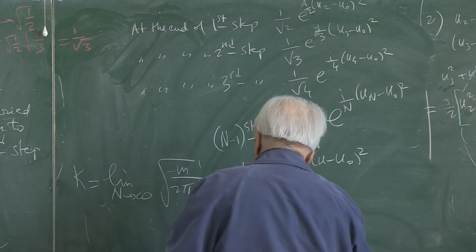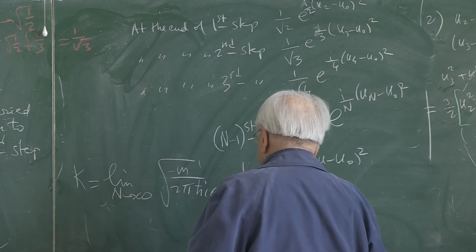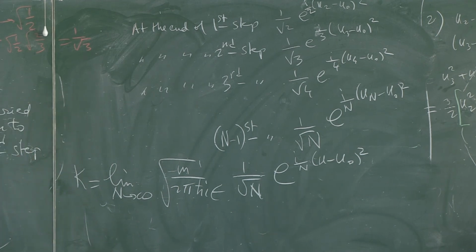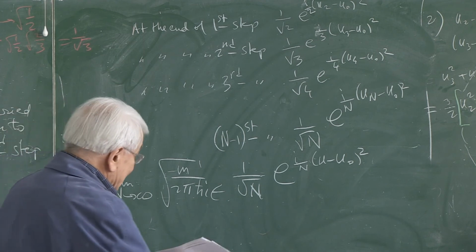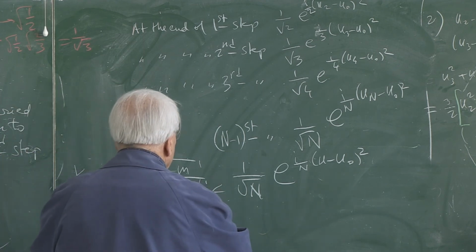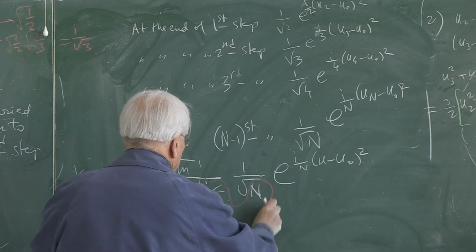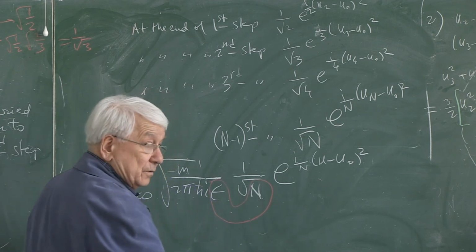But how about the expression in the front? There's both epsilon, which goes to 0, and n, which goes to infinity, but they're really of the right form. What do I mean? If I put them together, what is this? T?